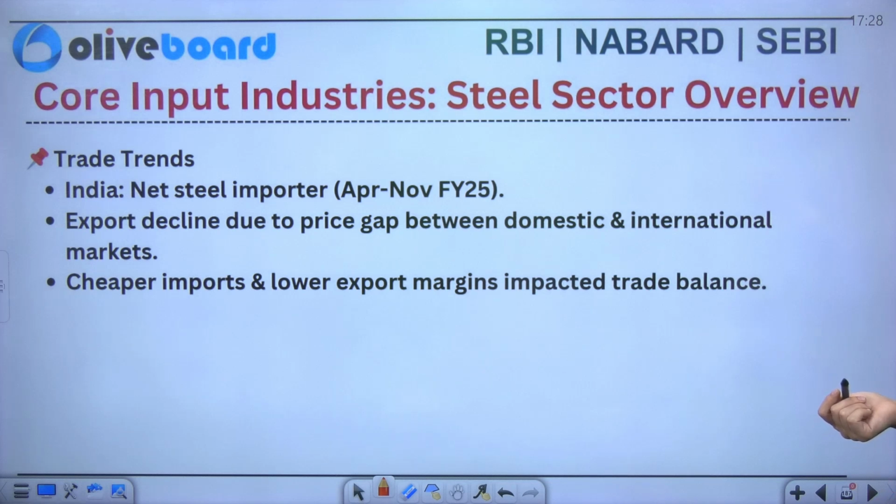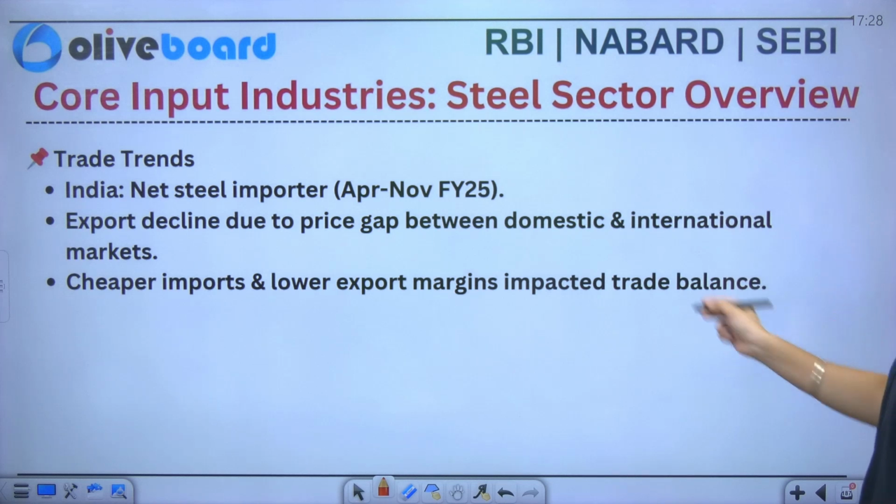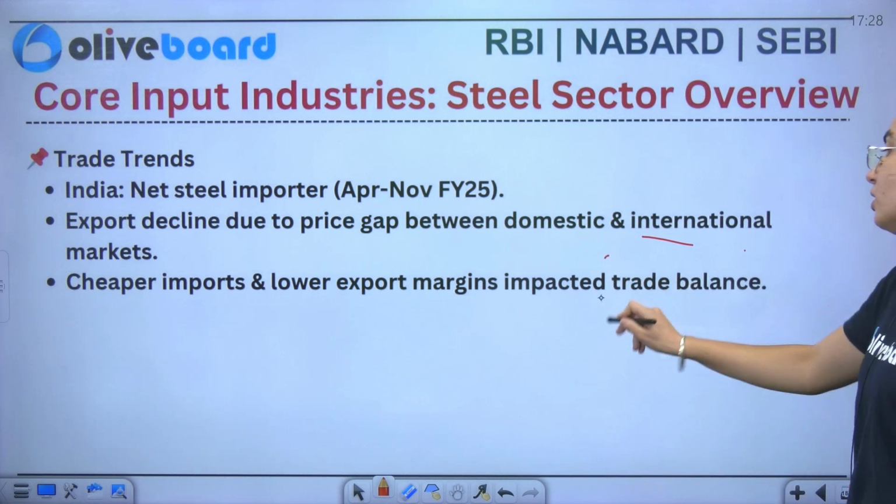Now trade trends. If I talk about India, it is a net steel importer, and exports have declined due to the price gap between the domestic and the international market. Cheaper imports are available here, as well as lower export margins. It has impacted your trade balance.